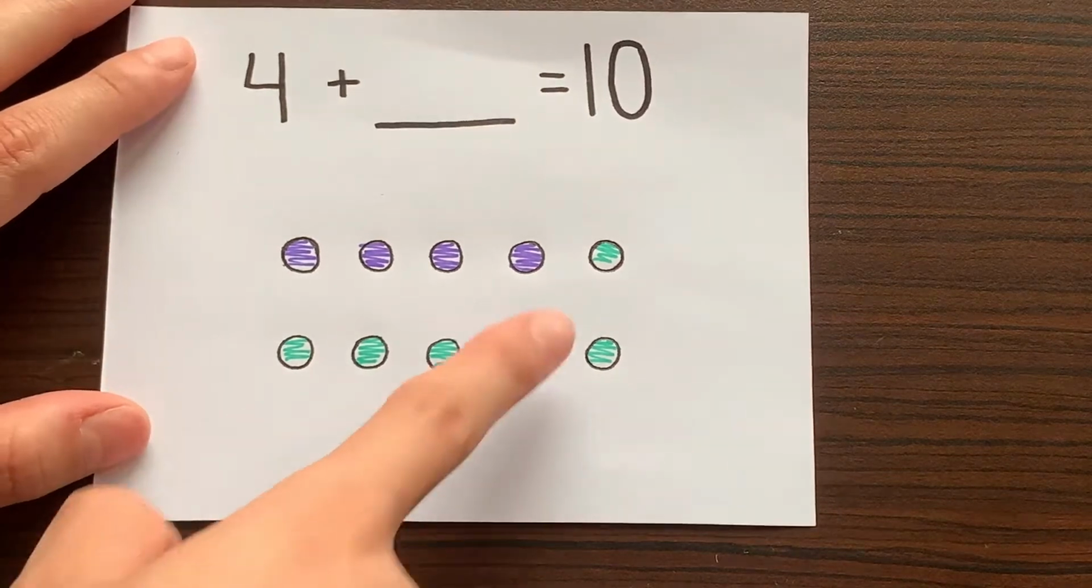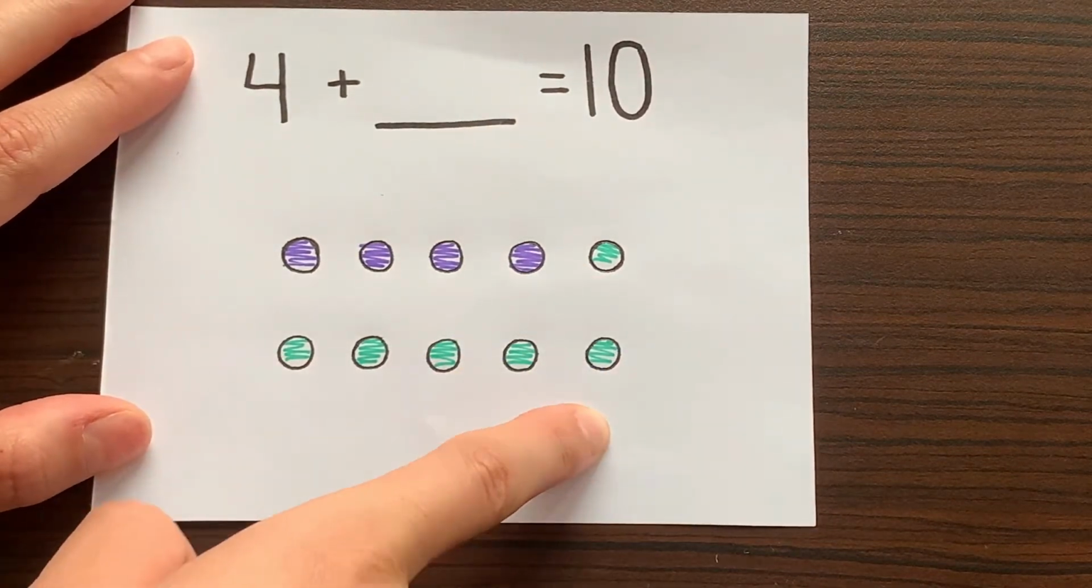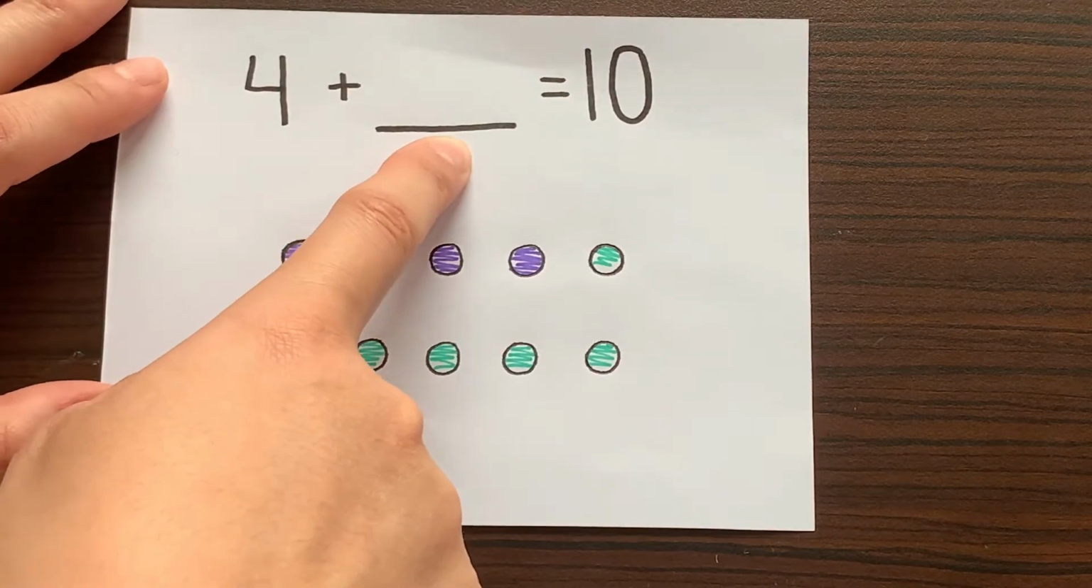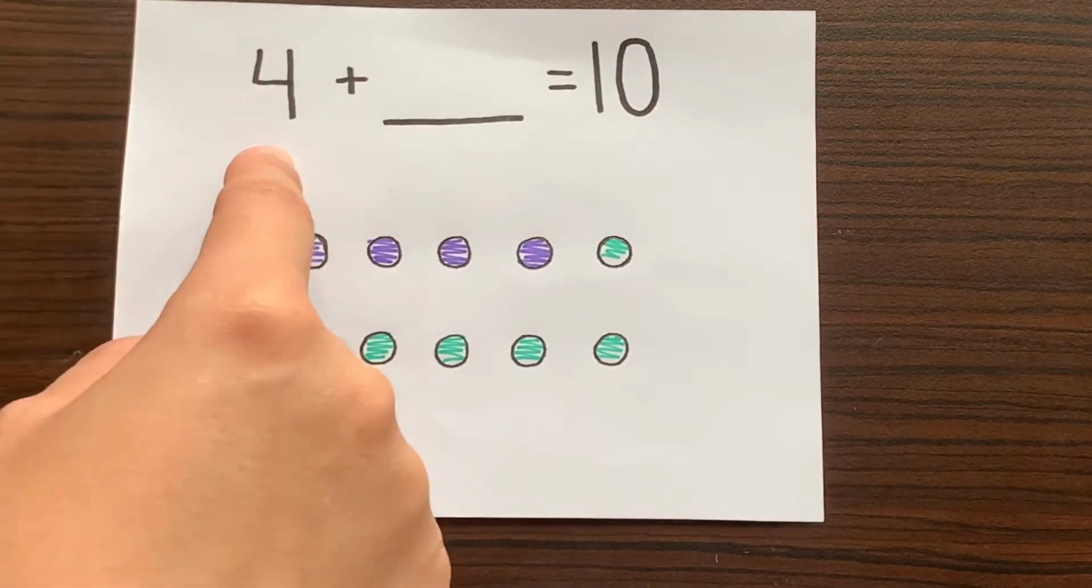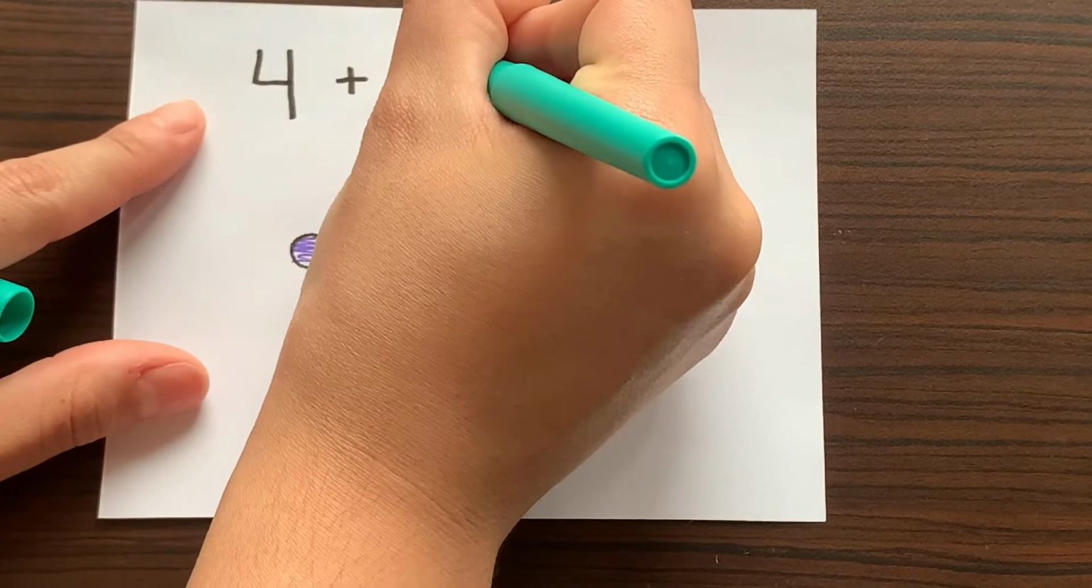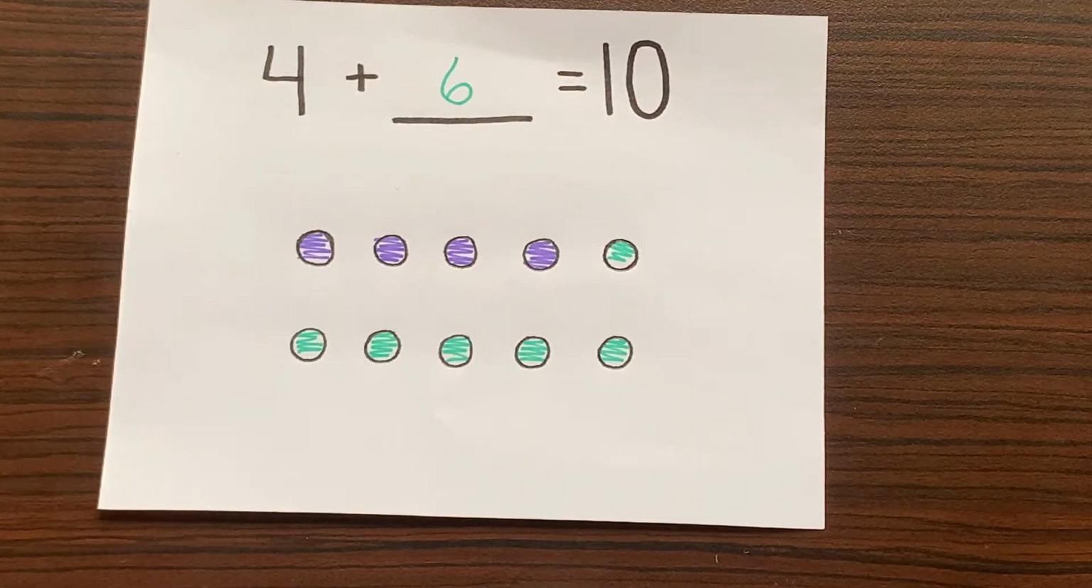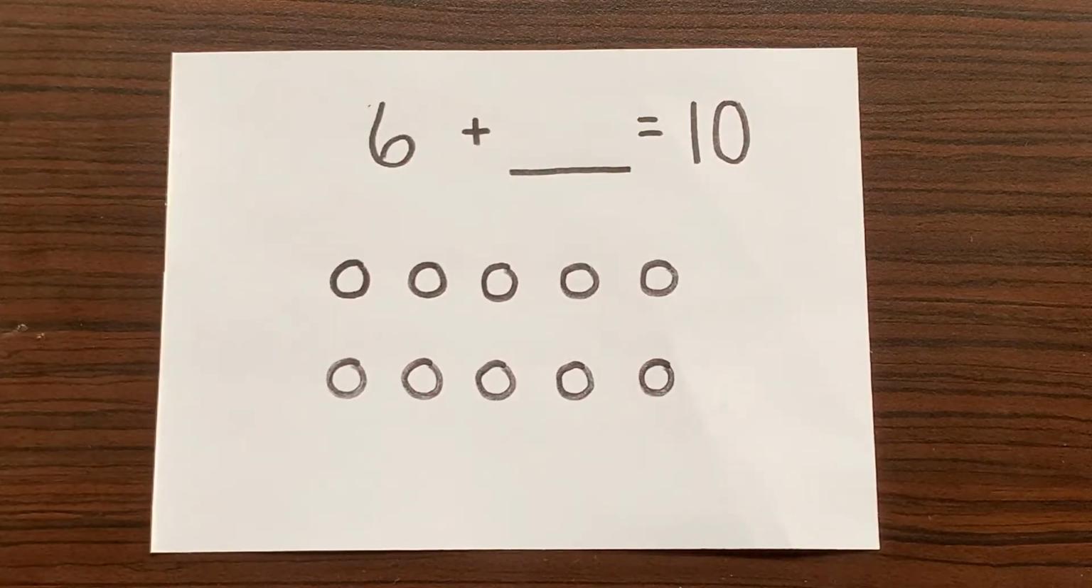So now it took us 6 blue bubbles to get to 10, which means that our answer is going to be 6. So 4 plus 6 equals 10. Now for the next example here, our equation says that 6 plus blank equals 10.